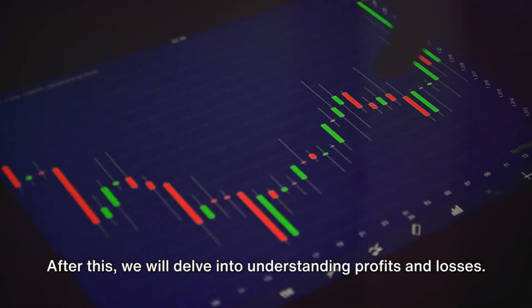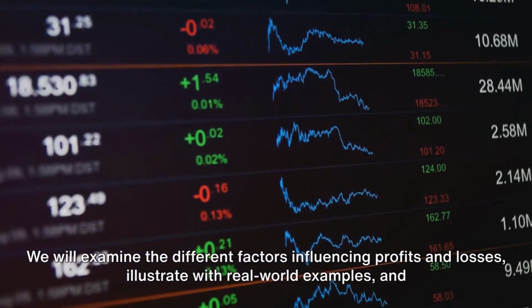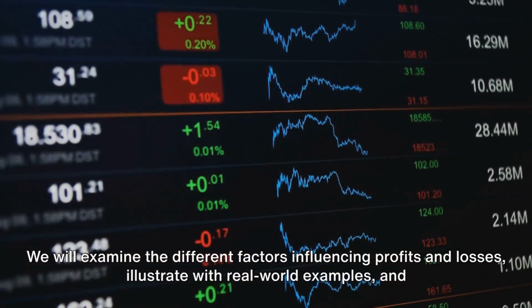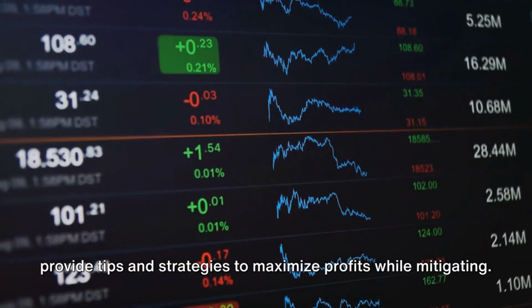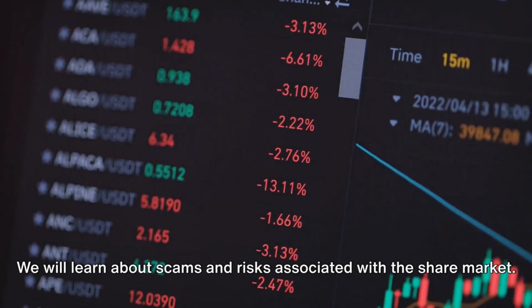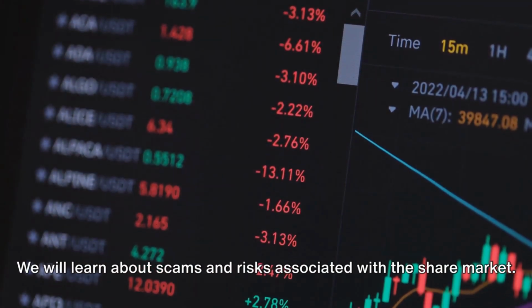After this, we will delve into understanding profits and losses. We will examine the different factors influencing profits and losses, illustrate with real-world examples, and provide tips and strategies to maximize profits while mitigating losses. We will learn about scams and risks associated with the share market.